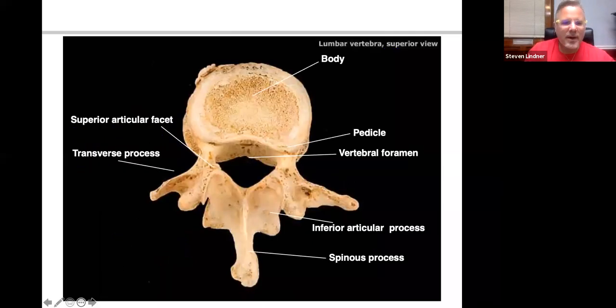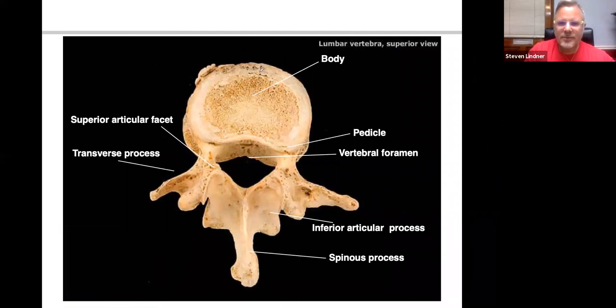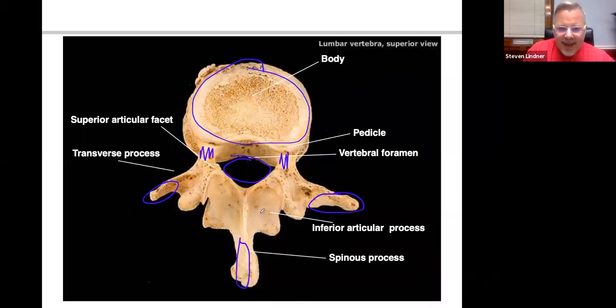Okay, here's a lumbar vertebra. Again, same structures. We have a lumbar vertebral body. We have a spinous process. We have transverse processes on both sides. We have a vertebral foramen. We have a pedicle going this way, another pedicle going this way. And then we have this here.